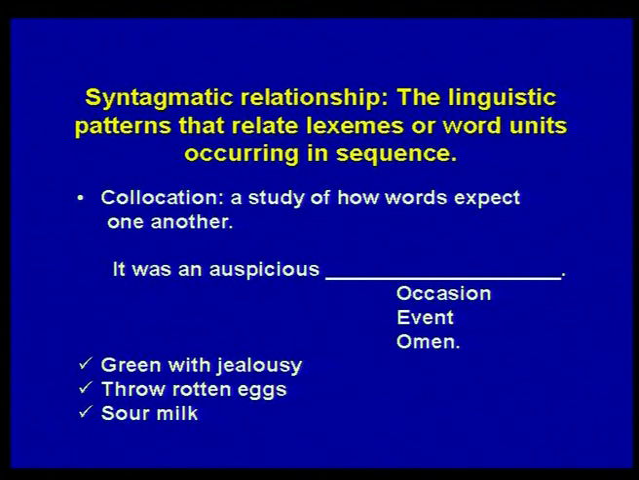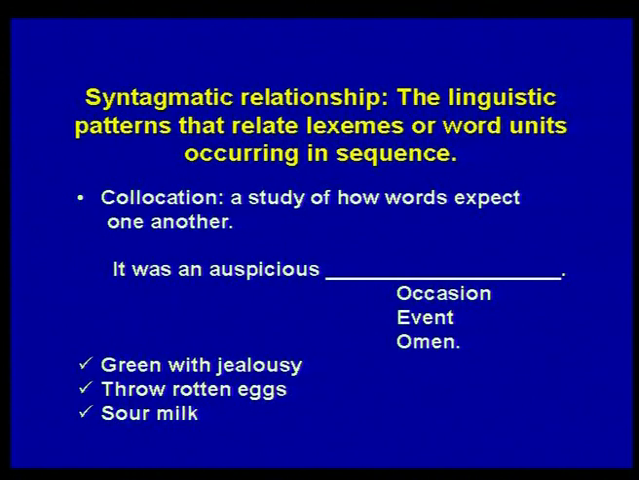It's very interesting to see that when you utter the sentence, "It was an auspicious dash," the words which will automatically come to your mind are occasion, event or omen. Similarly, when I say "green with" in a certain context, most probably you will say the word jealousy. When you throw eggs at somebody, they are always rotten eggs. But when milk goes bad, it always becomes sour. The relationship is that of green with jealousy, rotten with eggs and milk with sour.